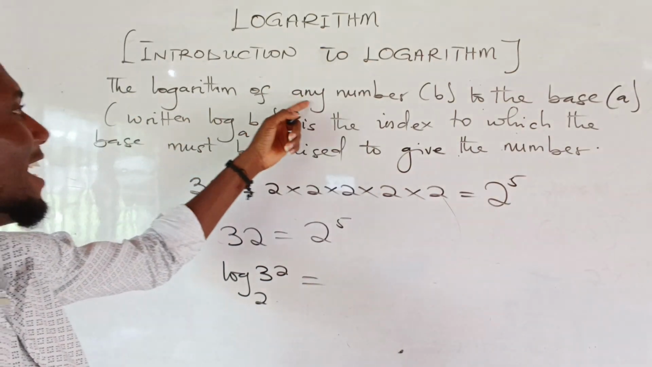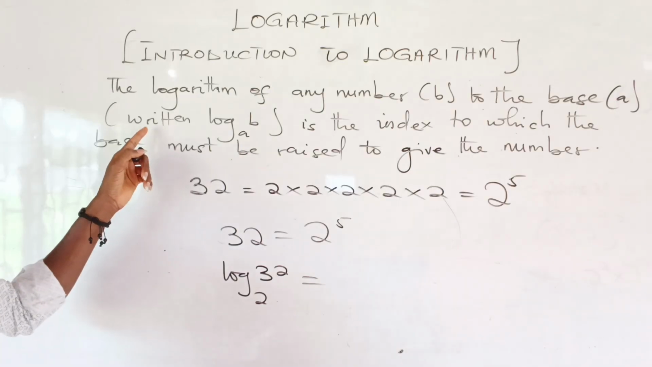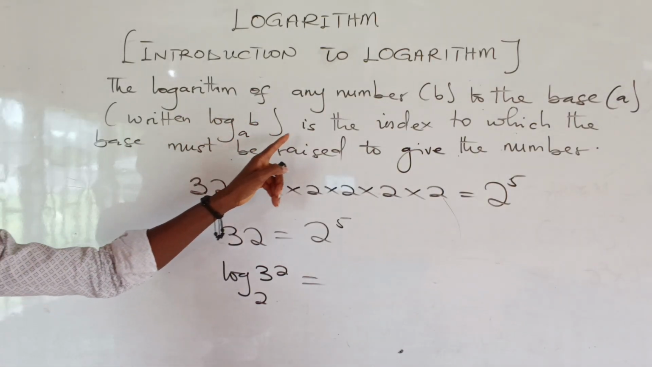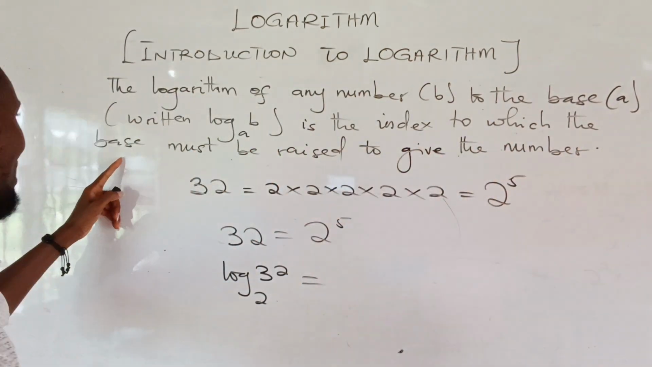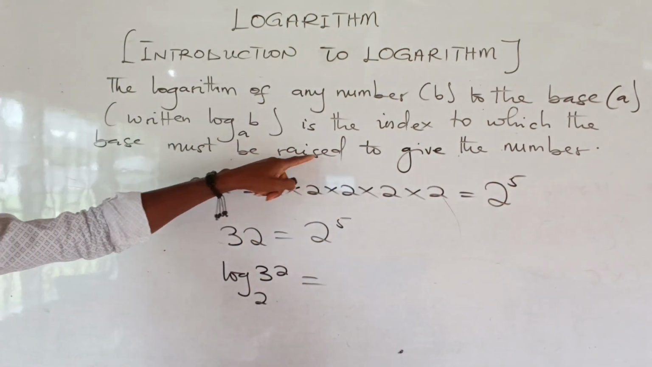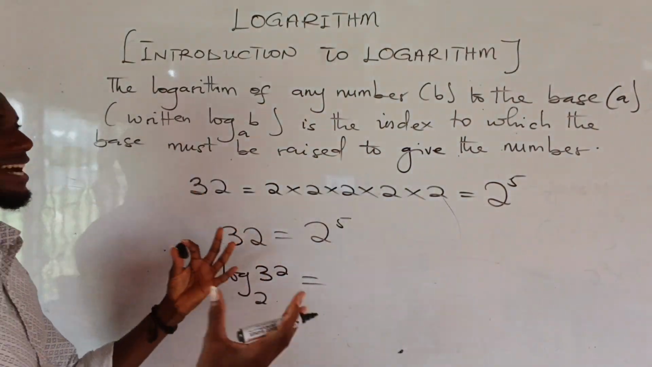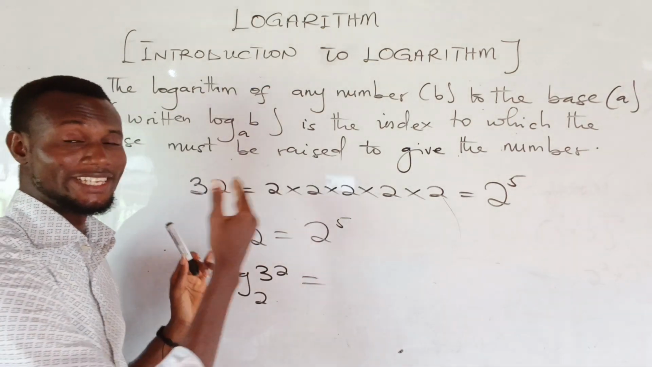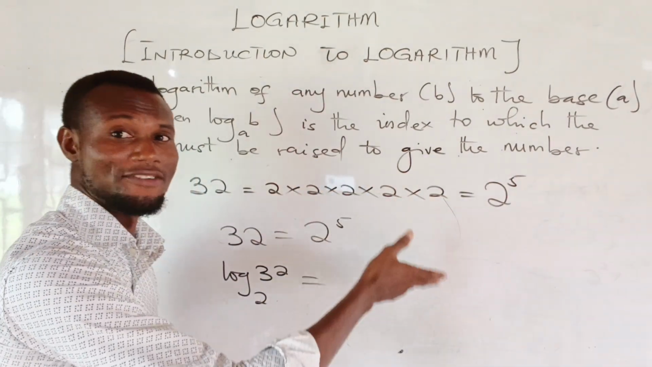The logarithm of any number to the base, which is written as the log of b to the base a, is the index to which the base must be raised to give the number. So now, all that this is saying is that I'm using 32, and I've expressed it in the index form, which is 2 to the power 5.